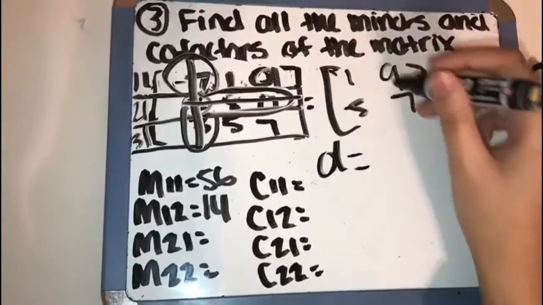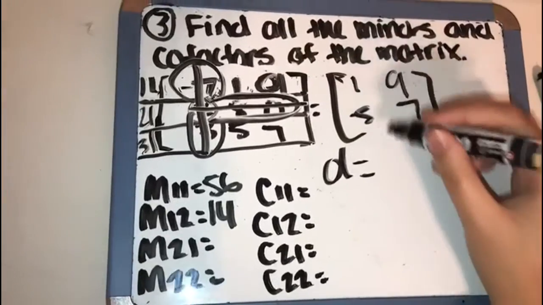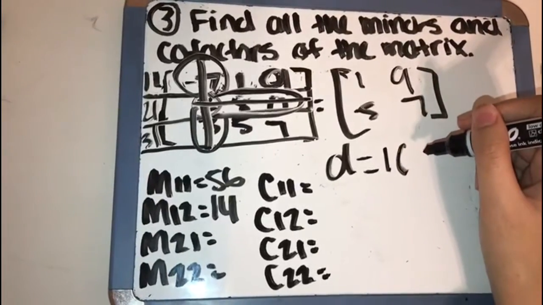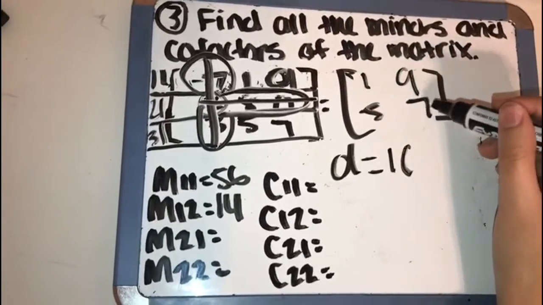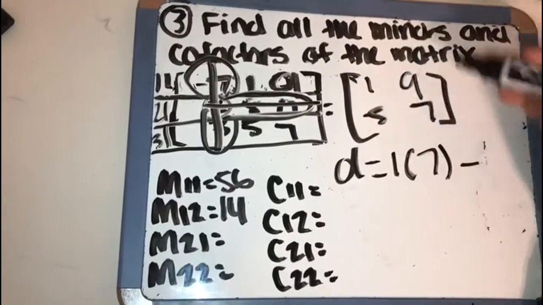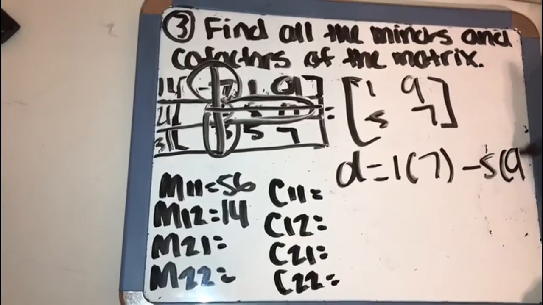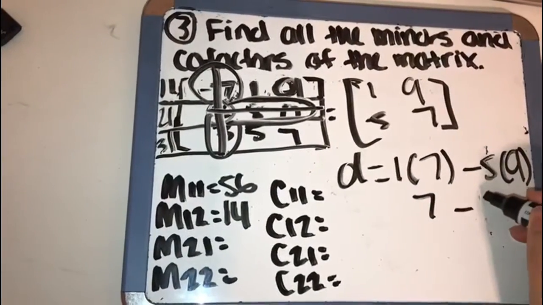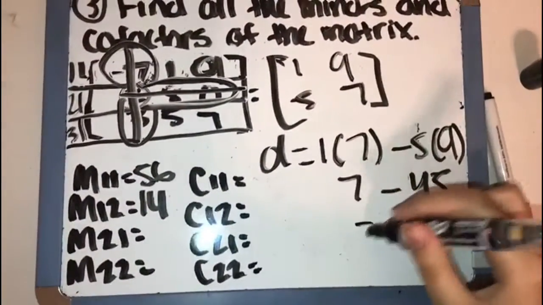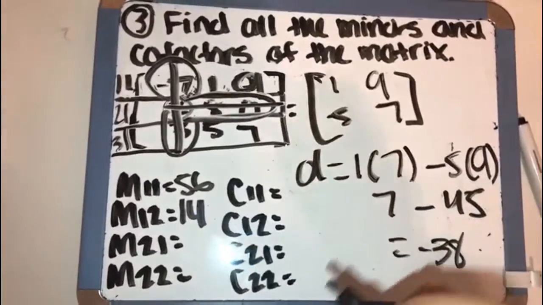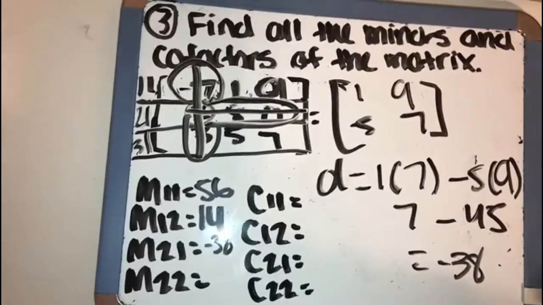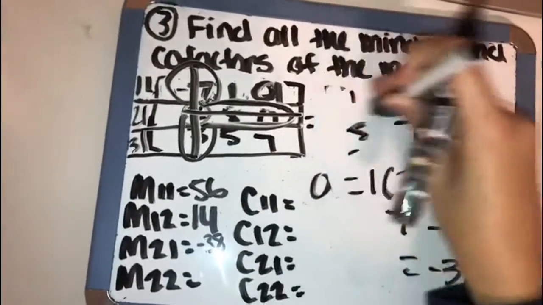So that means that D would equal, now let's use the formula again, right? So it's 1 times, now B2 is right here, so 7. 7 again, wow. Now it's A2, which is 5, times 9. So 7 minus 45, which is negative 38. Okay, so that means that M21 would be negative 38. All right, now let's go on to the next number, which is the last one. Yay.